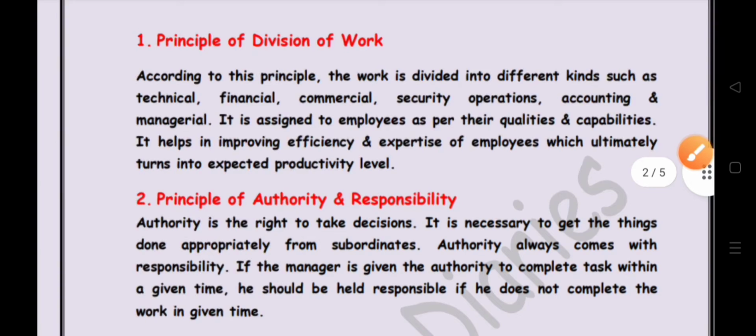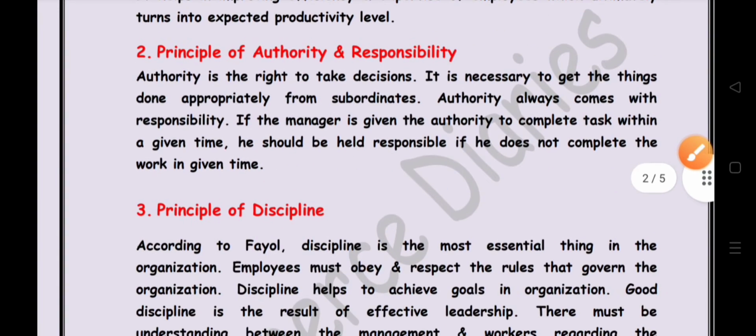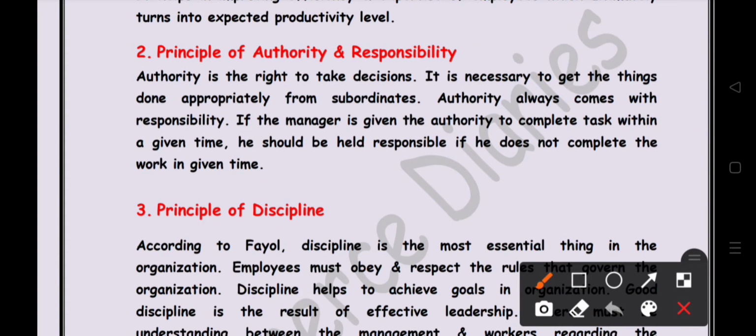Then next, the principle of authority and responsibility. Authority is the right to take a decision. As we know, authority is an important keyword or important aspect for any manager and organization. It is necessary to get things done appropriately from the subordinates. It is a task for the manager to get things rightly done from the subordinate.